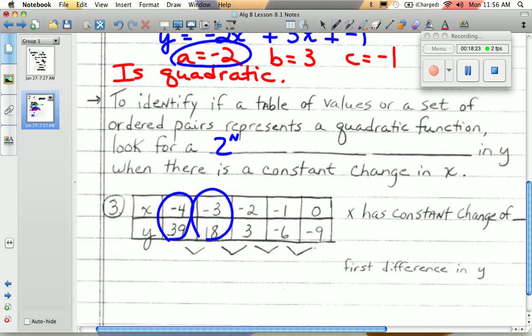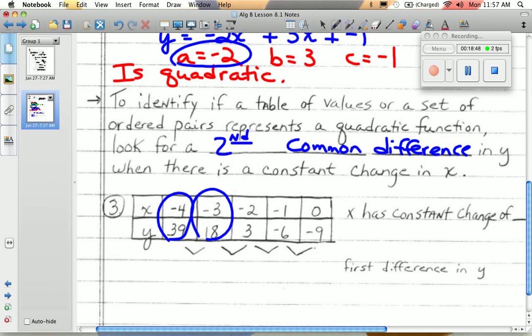It says, if you want to decide if it represents a quadratic function, look for a second common difference in y. So you need to look for a second common difference in y. Well, what does difference mean? What's going on when you talk about difference? Subtraction. So we have to find the change in y.